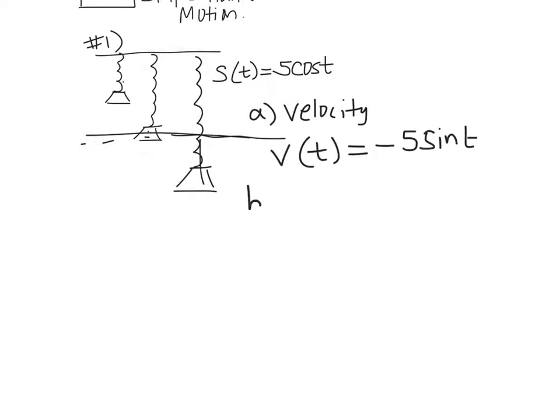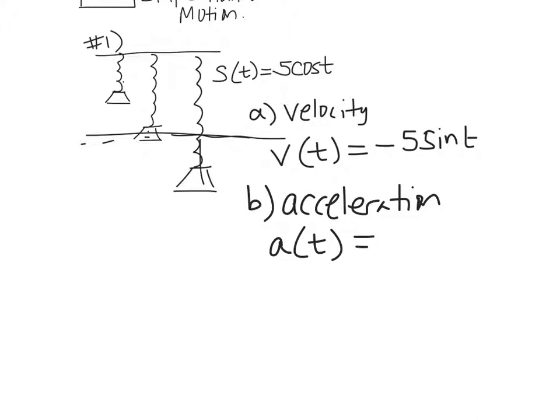The second question I'm going to ask is, now find the acceleration. You can write that as a of t, or v prime of t, or s double prime of t. There are a lot of different ways to write that. We're going to take the derivative of the velocity, because the acceleration is the change in velocity. So you take the derivative and you get, good, negative 5 cosine t.